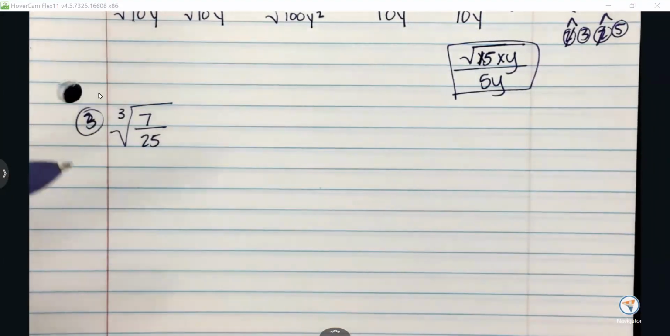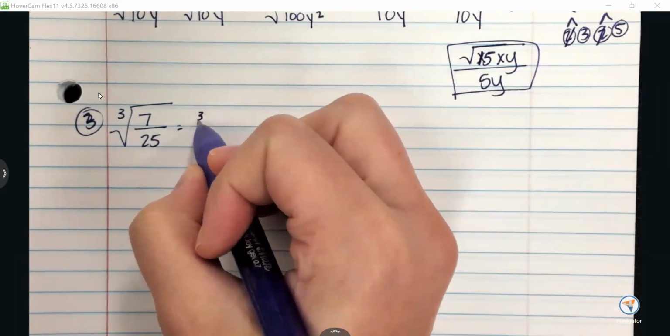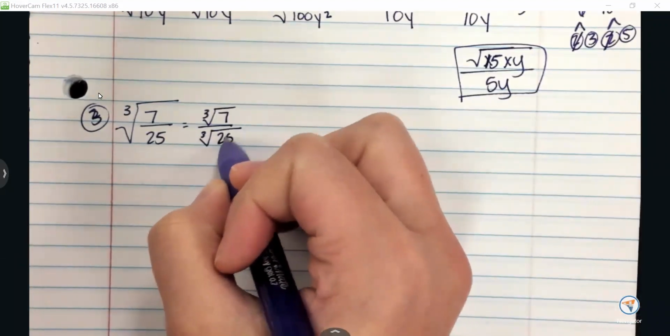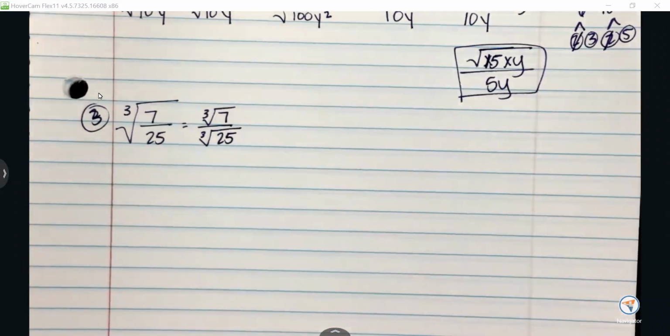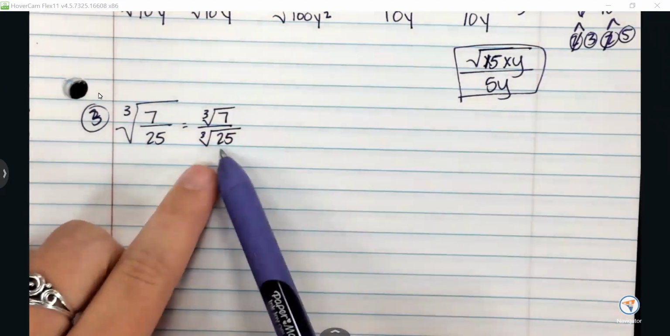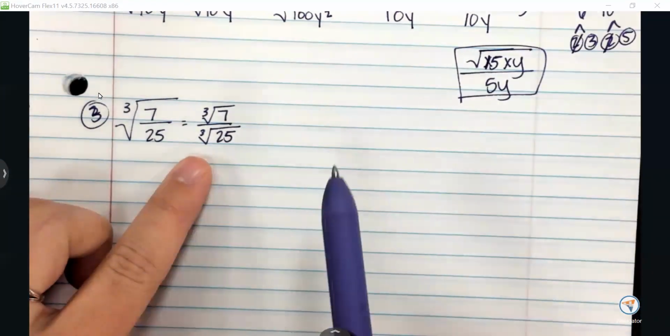Can 7 be divided by 25? No, so I'm going to make this into 2 radicals, the cube root of 7 over the cube root of 25. All right, here's the tricky part. Pay attention, please. This is a cube root. If it was a square root, I could just take the square root of 25, right? But it's a cube root.